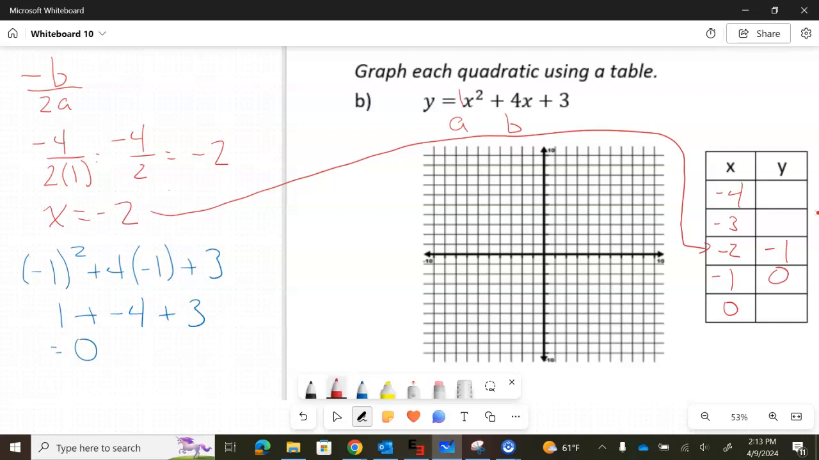Now remember, this is symmetric. So if -1 is 0, that also means -3 should be 0. You can try that out and check it if you want. And then let's do this one more time.